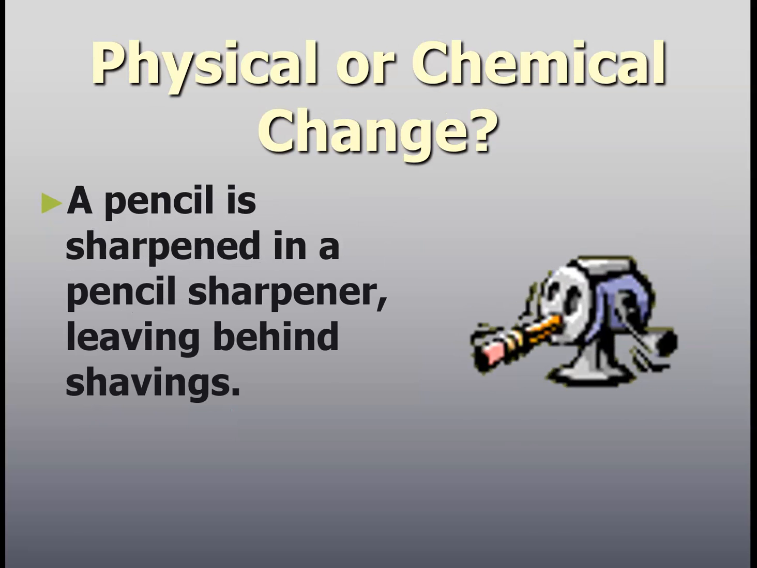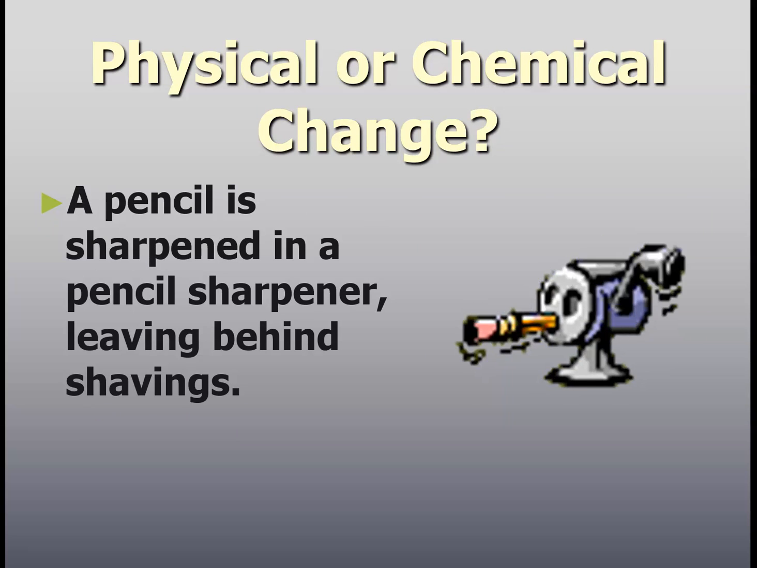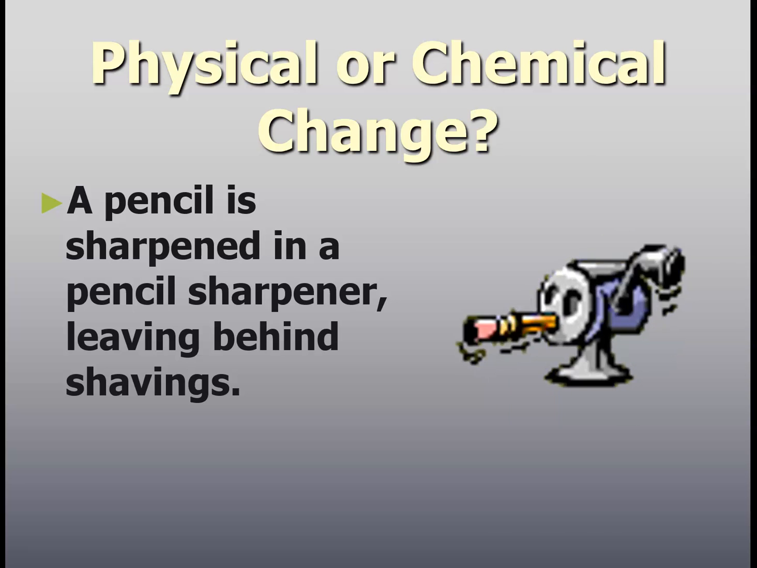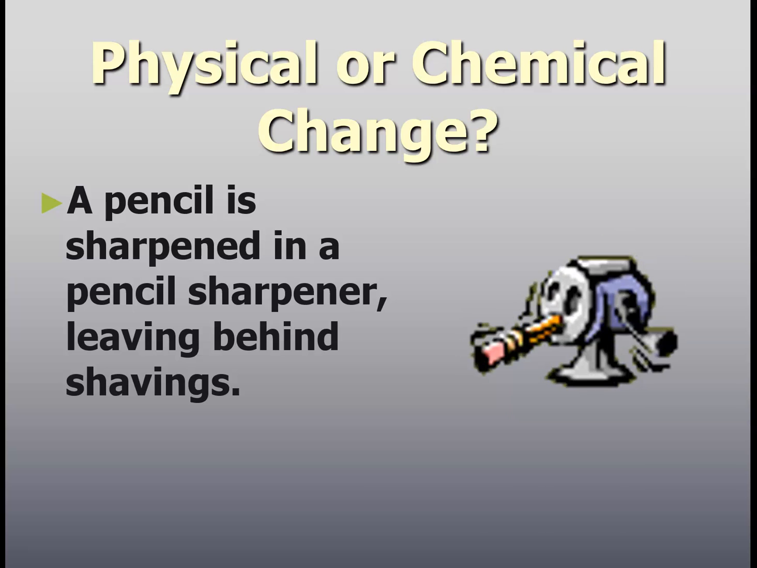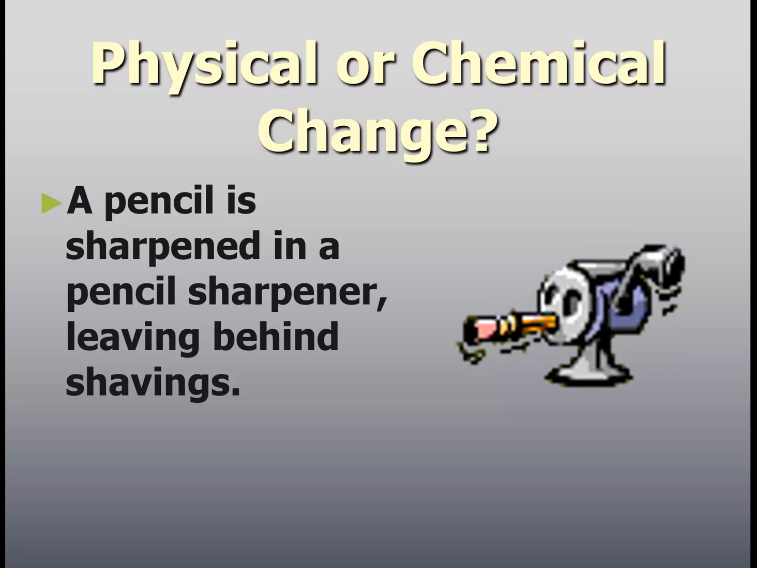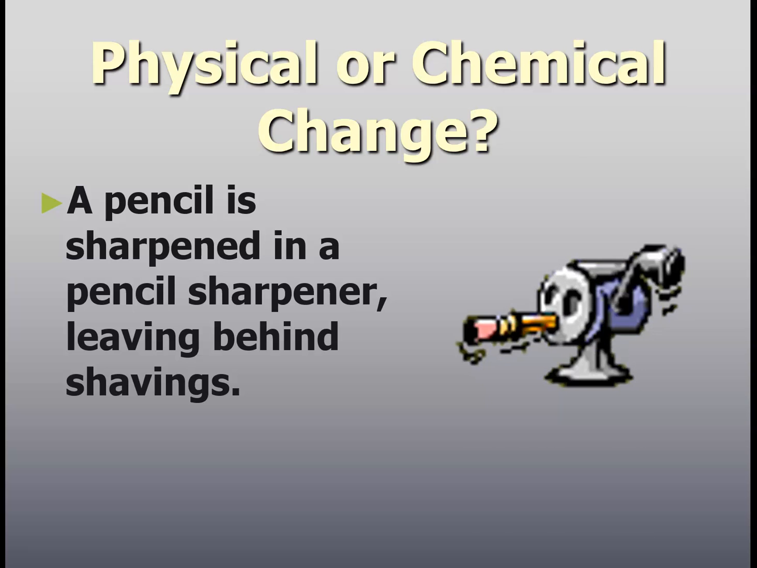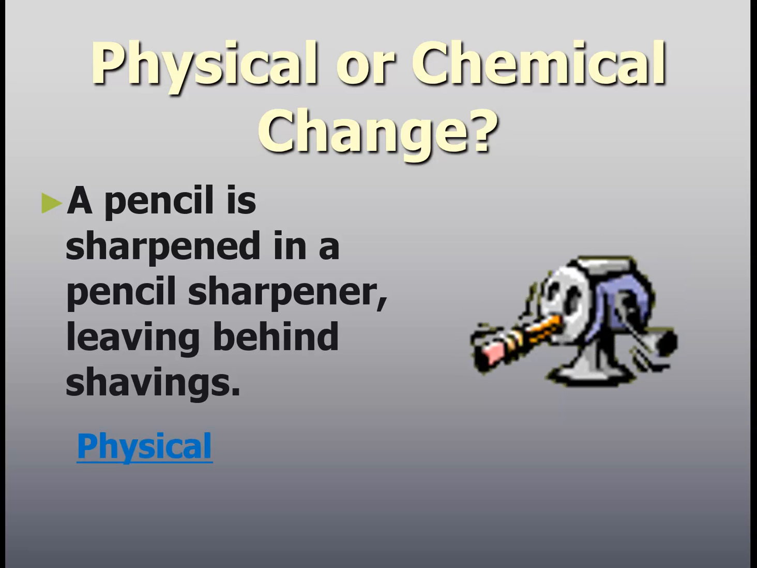Physical or chemical change. A pencil is sharpened in a pencil sharpener, leaving behind shavings. Is this a physical or a chemical change? Write your answers in your notebook. Because all that's happening is that the pencil is getting shorter and it's leaving behind the wood shavings, this is a physical change.